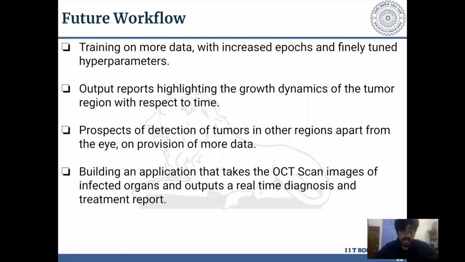This project can also be expanded to other body parts, other tumors in other regions of the body, apart from just the eye. If more data is provided, similar architectures can be used to test it on other kinds of images, OCT, CT scan images. And maybe we can also build an application that takes the OCT scan image of infected organs and outputs a real-time diagnosis and treatment report. But that's something that needs a lot of work, and would really need some heavy work.